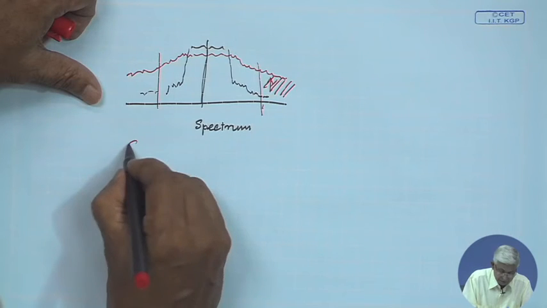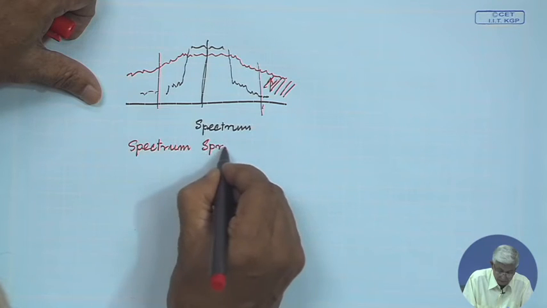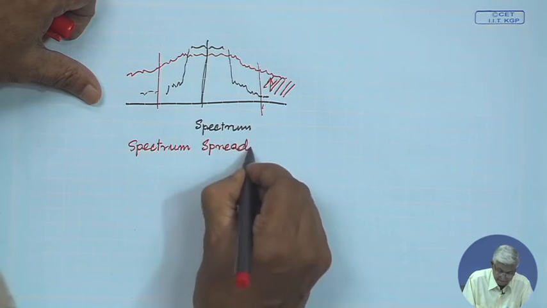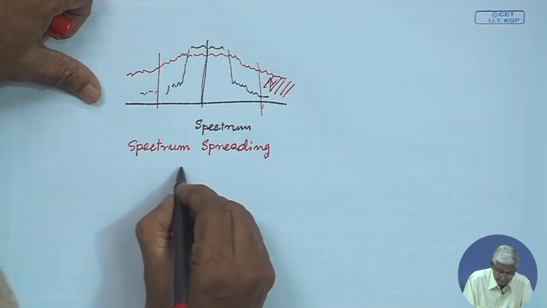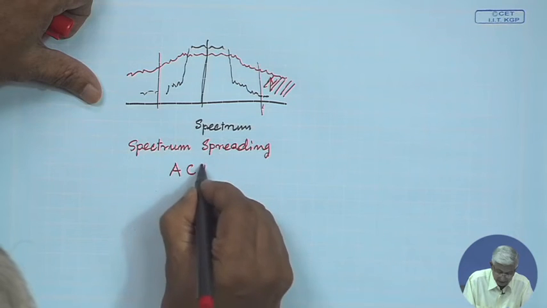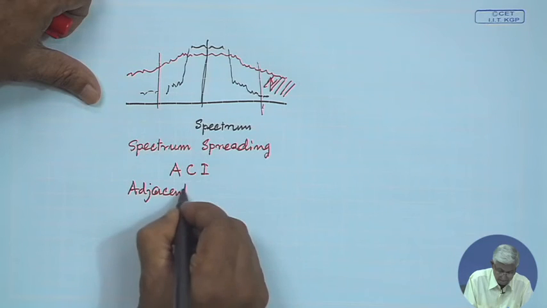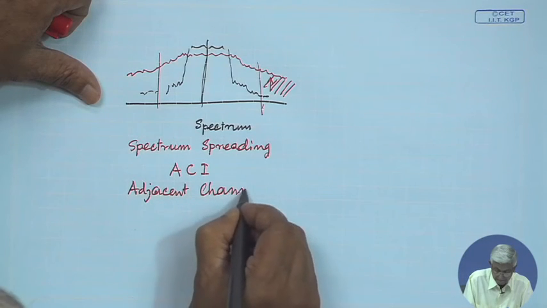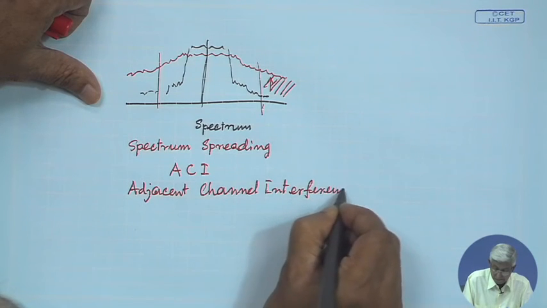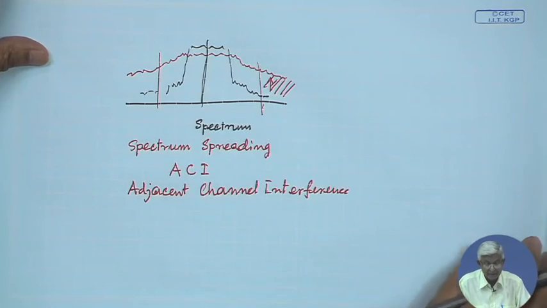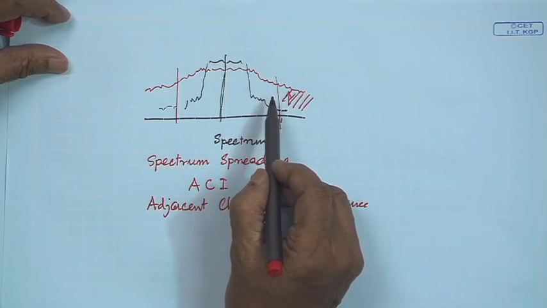So spectrum spreading generates that adjacent channel interference. This is the effect of spectrum spreading. This is one of the serious things that happens due to intermod.